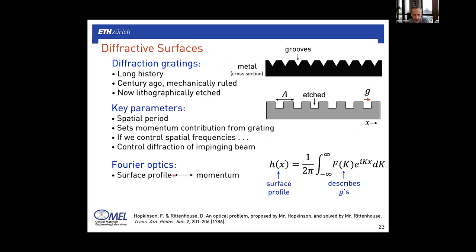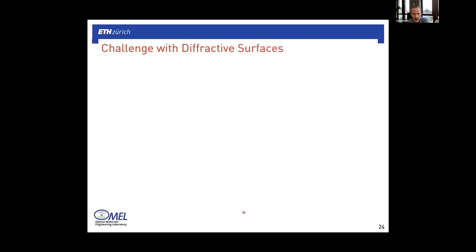And so we have this connection between the surface profile and the momentum that will come into our diffraction through this Fourier transform pair of position and momentum. Again, everything I've told you here is known. I haven't told you anything that's new. So what's the problem that we're trying to address?